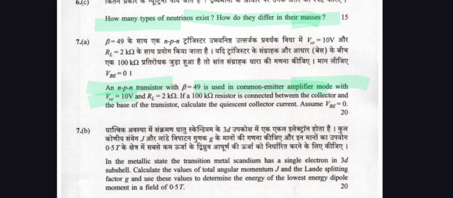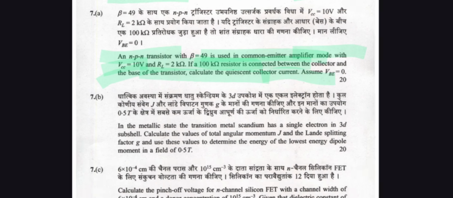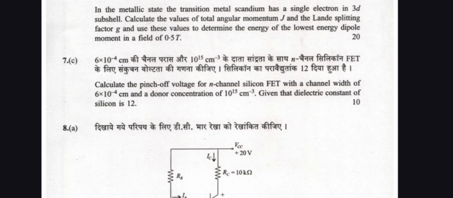If a 100 kilo ohm resistor is connected between the collector and the base of the transistor, calculate the quiescent collector current assuming VBE is equal to 0. And question number 7b is here. In the metallic state of a transition metal, scandium has a single electron in the 3d subshell. Calculate the value of total angular momentum J and the Landé splitting factor g_J, and use this value to determine the energy of the lowest energy dipole moment in a field of 0.5 T.